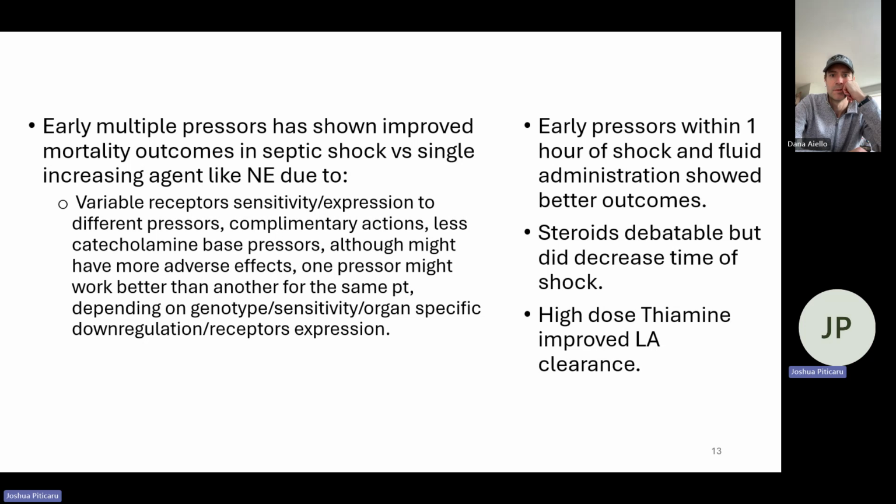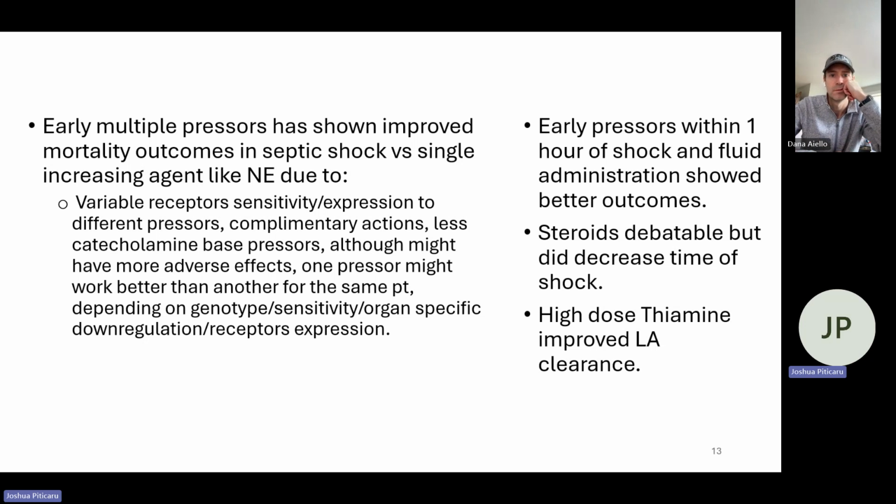There is less catecholamine-based pressor use, right? So there is some link between decreased catecholamine use and decreased side effects of heart rate, arrhythmias, and cardiac issues as well. And apparently that decreases catecholamine pressor use when you use vasopressin, for example, or another pressor. Although you might have more adverse effects having more than one pressor. One pressor might work better than another for the same patient, depending on the genotype, sensitivity, organ-specific downregulation, and receptor expression of that patient. So sometimes there's no one rule. Sometimes you try one pressor and it does not work, try another, but don't run away. Don't say it's not working. Just keep attacking it until hopefully you find the right pressor for the patient, or inotrope.